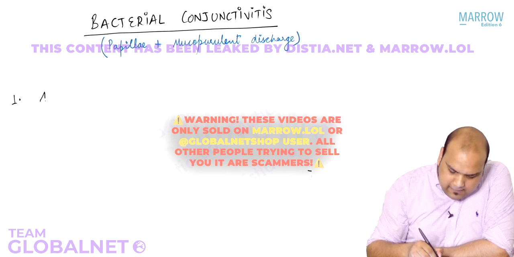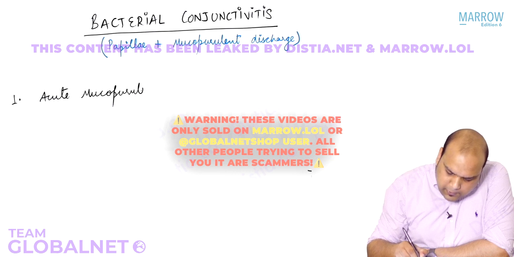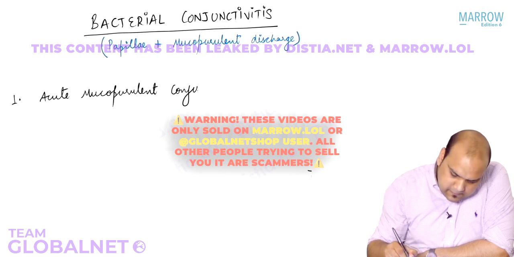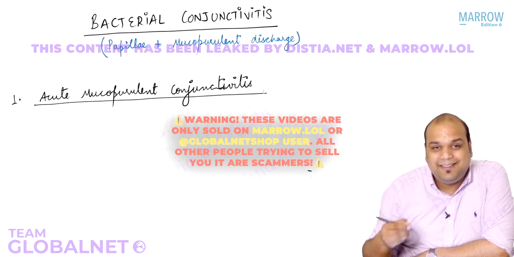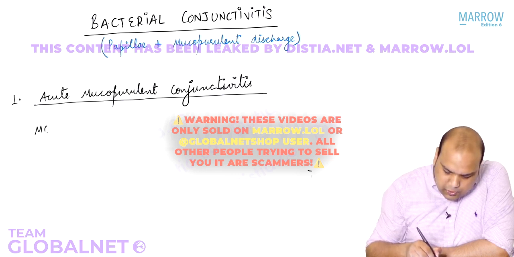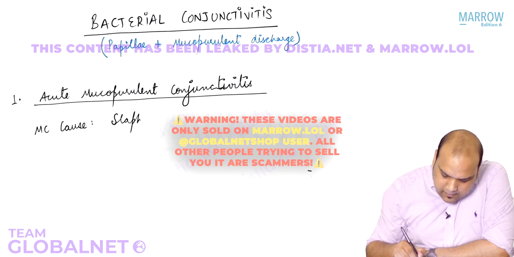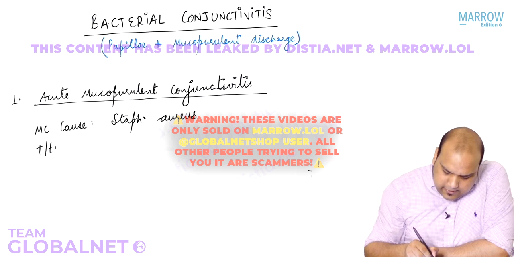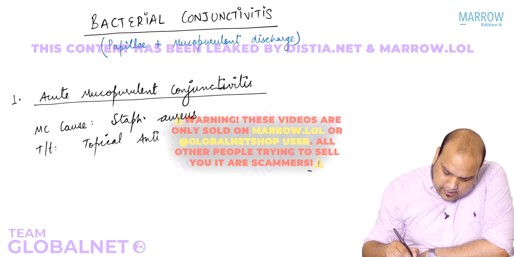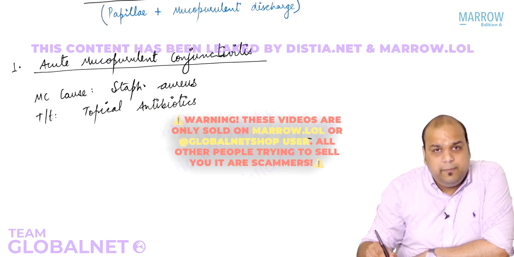We will be reading some types of bacterial conjunctivitis, to be specific 5 types. The first type I am writing is simply known as acute mucopurulent conjunctivitis. No specific feature, guys. The only specific thing is you need to know the most common bacteria associated, and that is our favorite bacteria, Staphylococcus aureus. And the treatment is simply topical antibiotics. Okay, everybody clear about this?